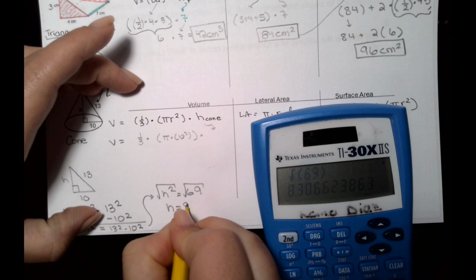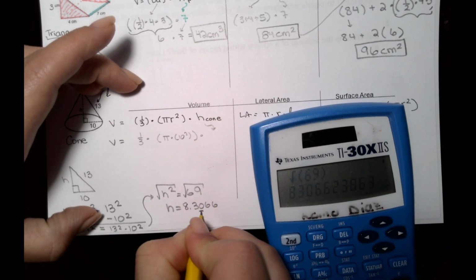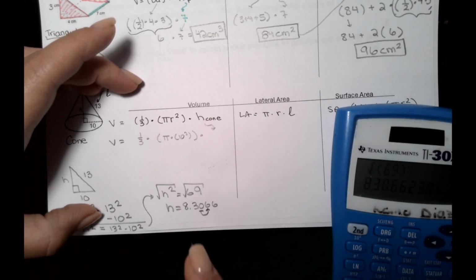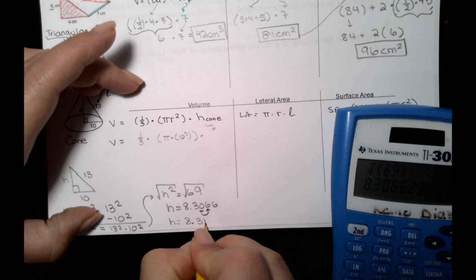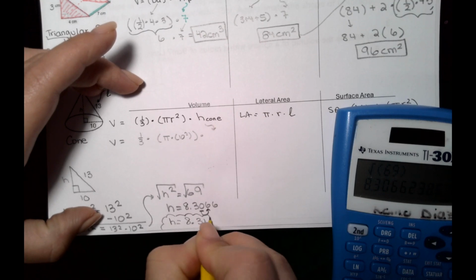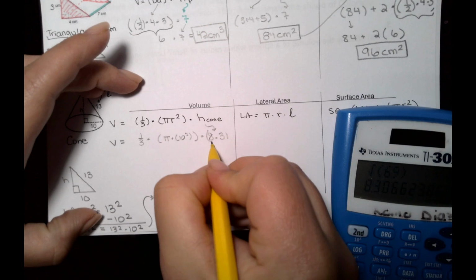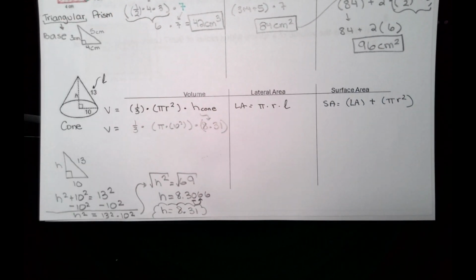So when I have 8.3066, the hundredths place is this 0, so I'm going to take a look at the number behind it. Since that number is 6, I'm going to round to 8.31 as our height that we're going to place here. And I'm going to put parentheses because we have a multiplication symbol and a decimal. I don't want that to get confusing.